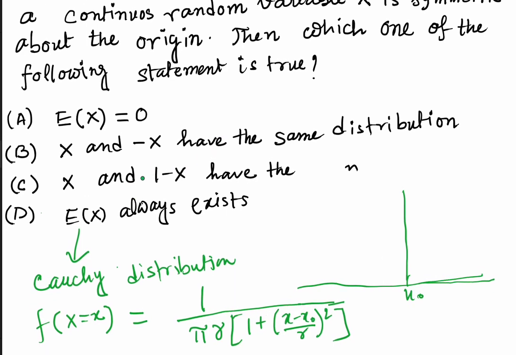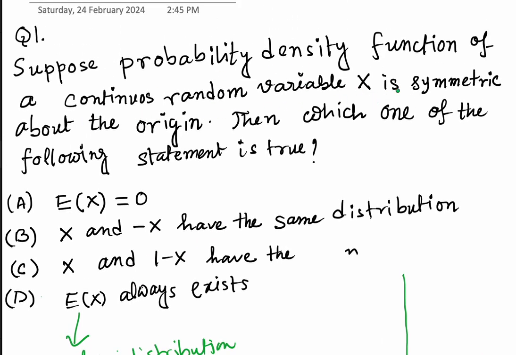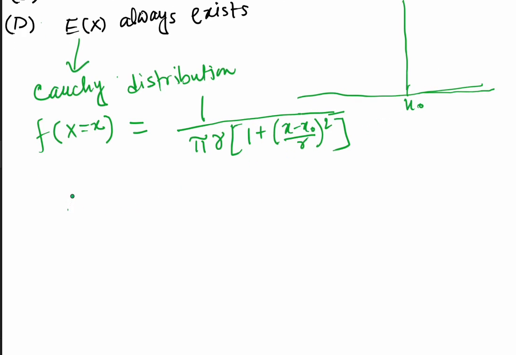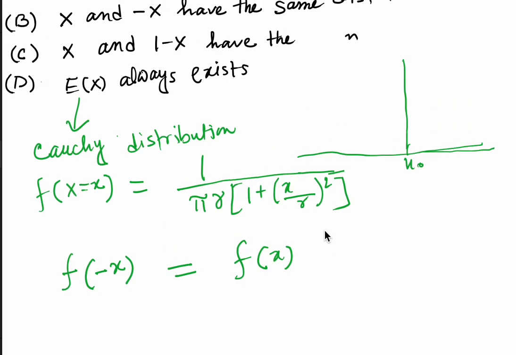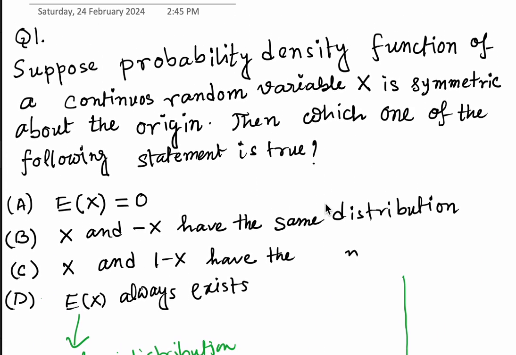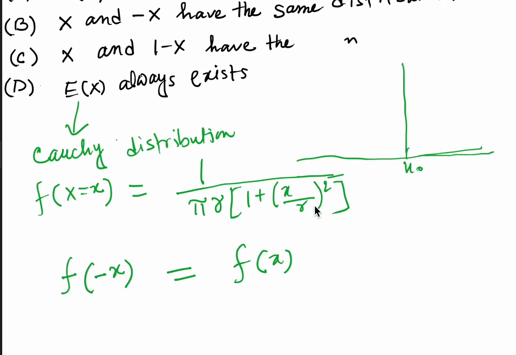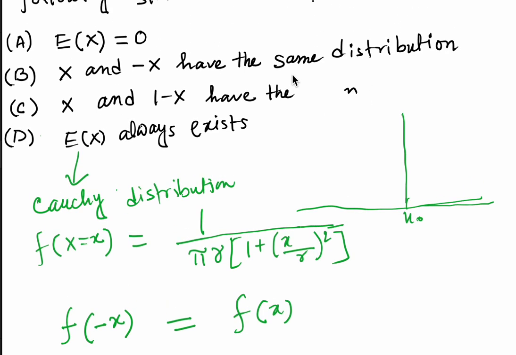So let's check what it actually says: X is symmetric about the origin. That means the PDF should satisfy f of minus x equal to f of x. In the case of Cauchy, it is symmetric about x0, so in place of x0 you put 0. Then you can easily check that this condition f of minus x equal to f of x is satisfied. That means B is always right, that X and minus X have the same distribution. Now let's check that B is the correct answer.